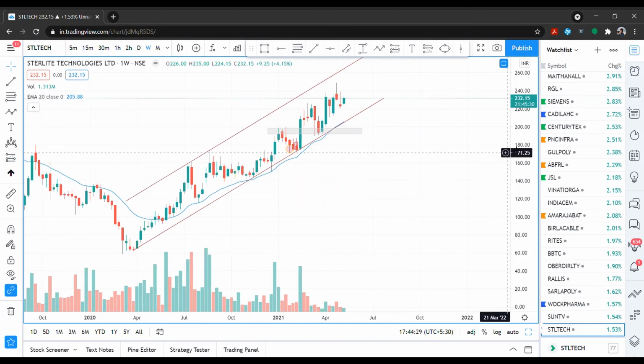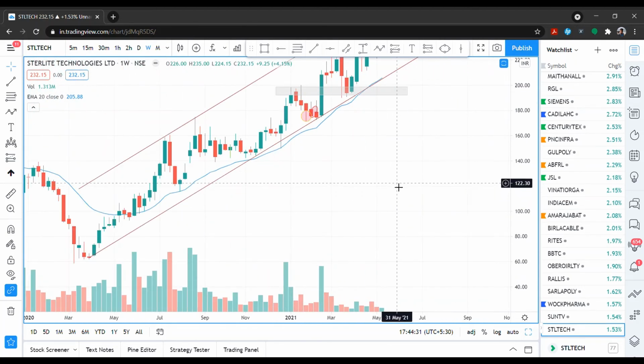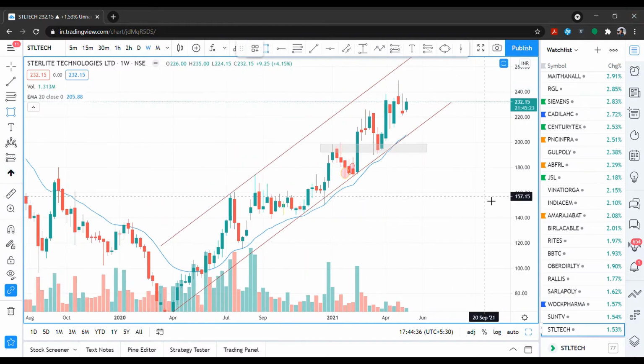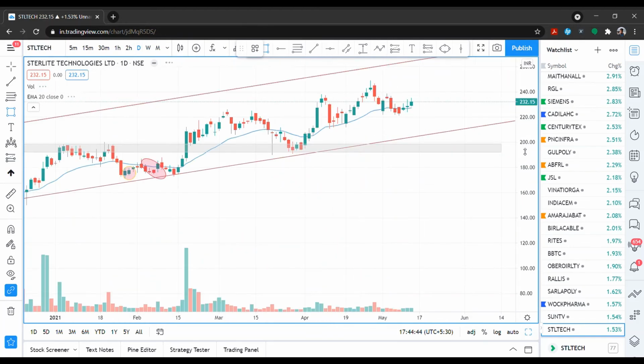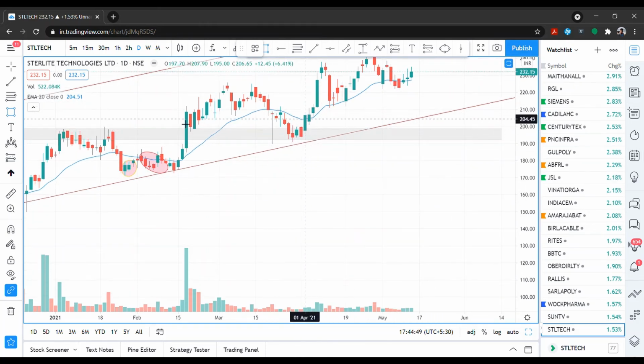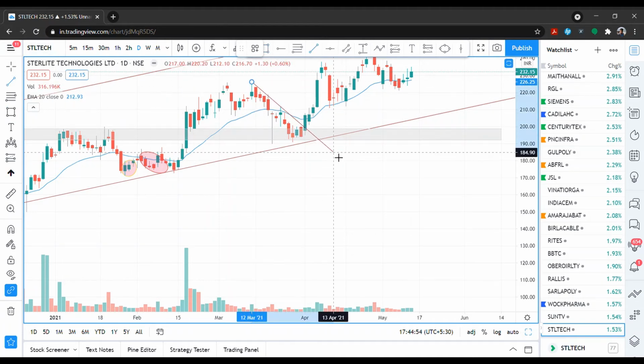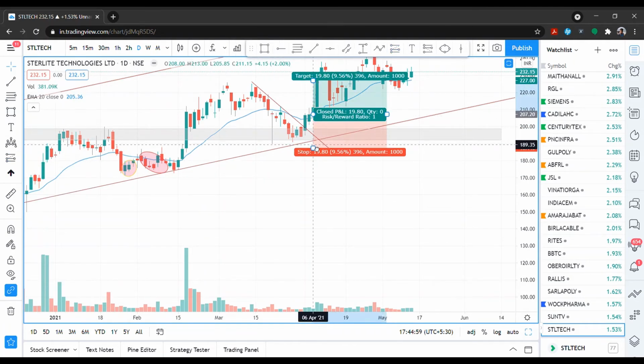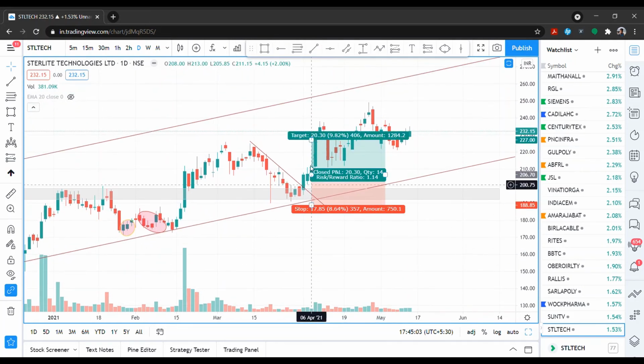So if you see the structure, can you see this break and retest? Price came down, broke above, retested. And if I go to the daily time frame, we got a really good candle. And if you put a short term trend line like this, that trend line also is getting broken, and my entry would be here, my stop loss will be here, and my targets got achieved.